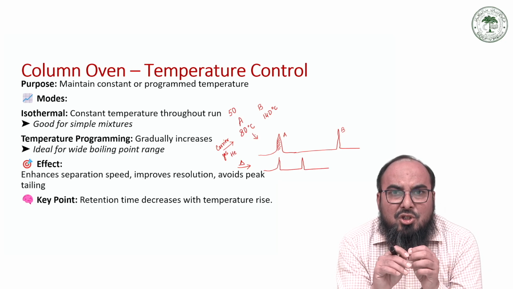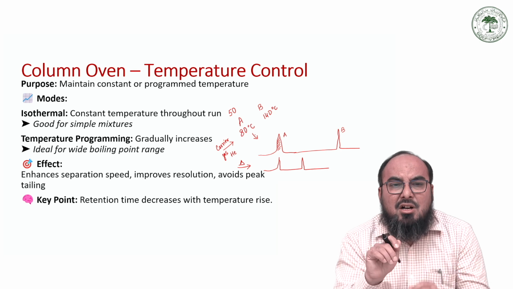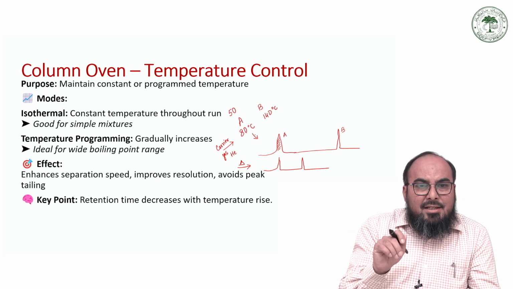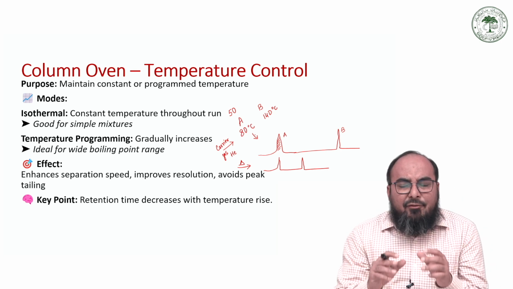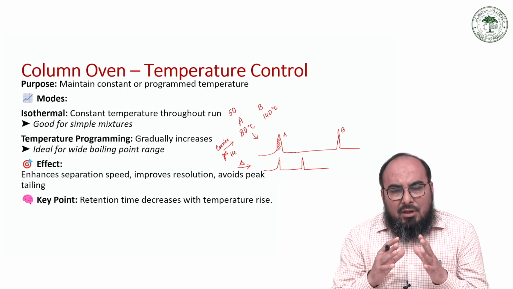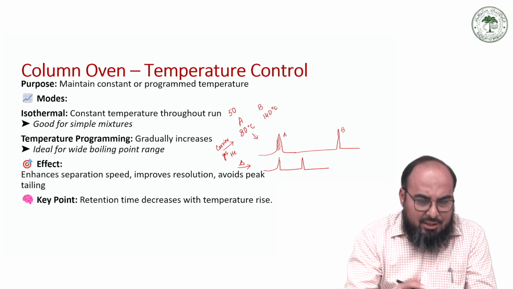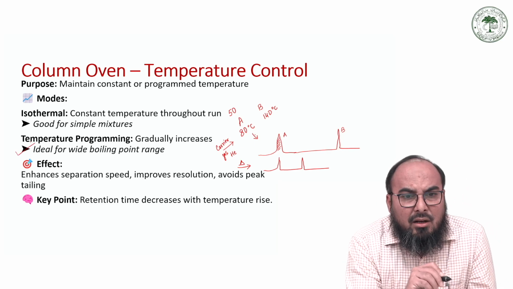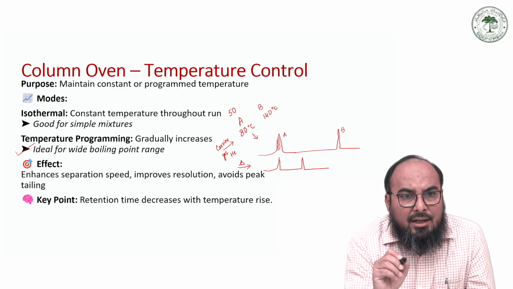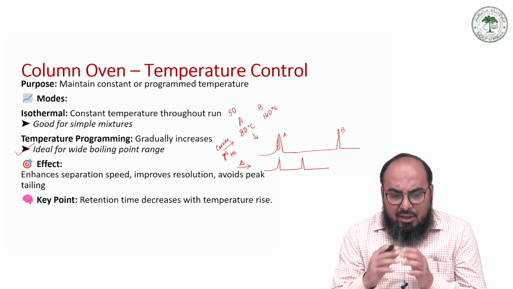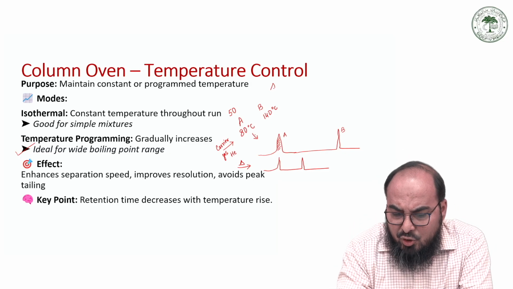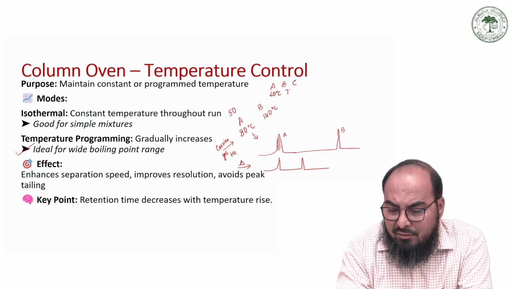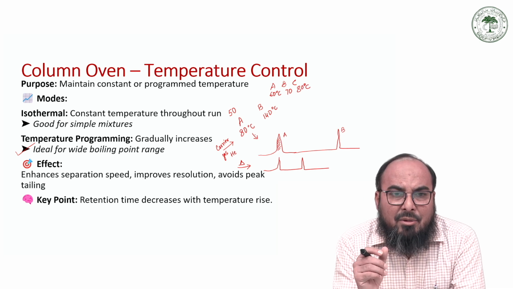So you use temperature as your controlling switch, and this can only be done if your components have a large difference in their boiling point. So it is very good where you have a wide boiling point difference. Now if you have, for example, a 3-component system A, B, C, and they come at 60 degrees, 70 degrees, and suppose 80 degrees, then you cannot do temperature programming here.